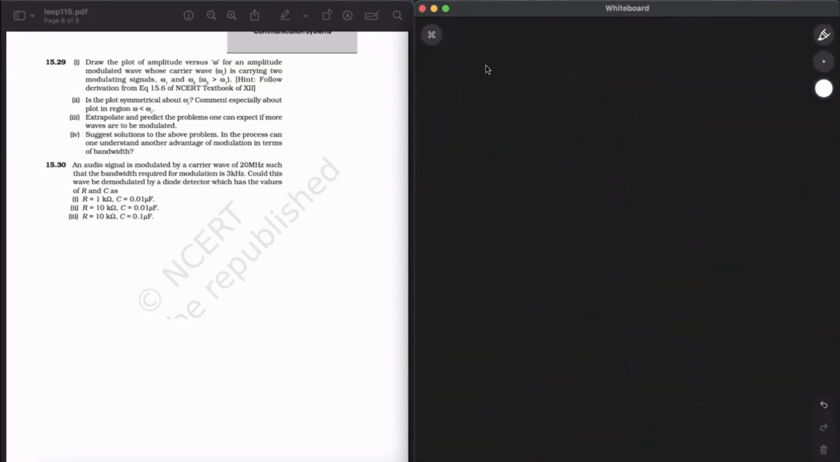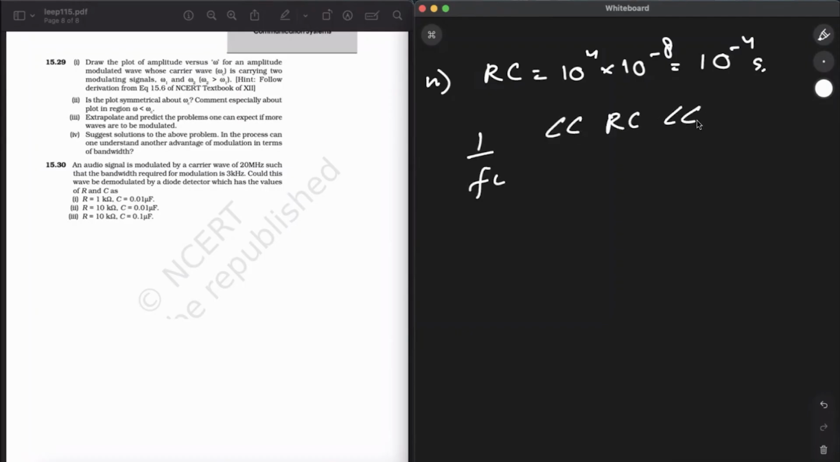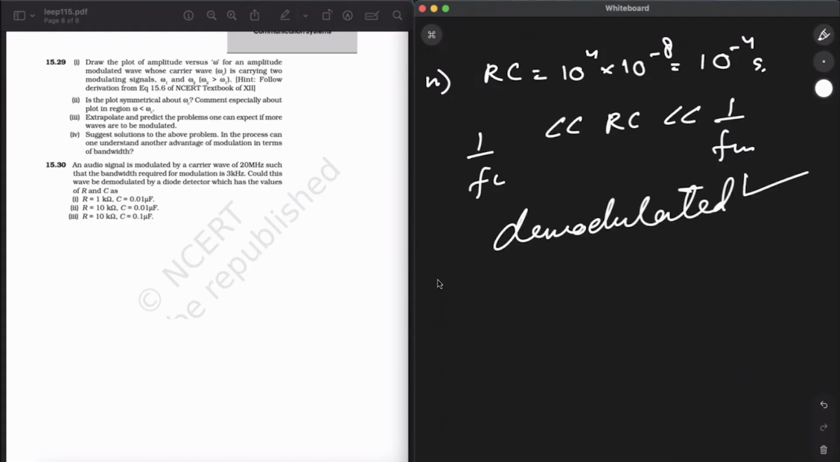Now moving on to the next one. So in the next one, question number 2. RC is equal to 10 to the power of 4 into 10 to the power of minus 8. So that will equal 10 to the power of minus 4 seconds. Here 1 upon FC will be much less than RC, much less than 1 upon FM. So this can be demodulated. Now the last option is RC is equal to 10^4 into 10 to the power of minus 12.